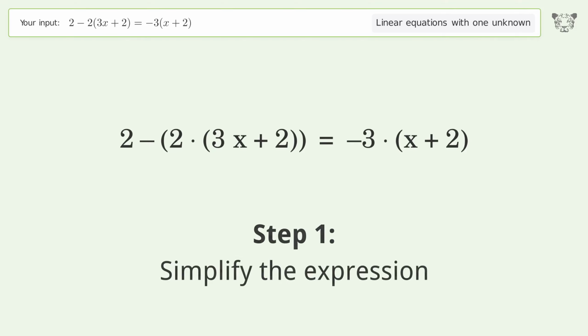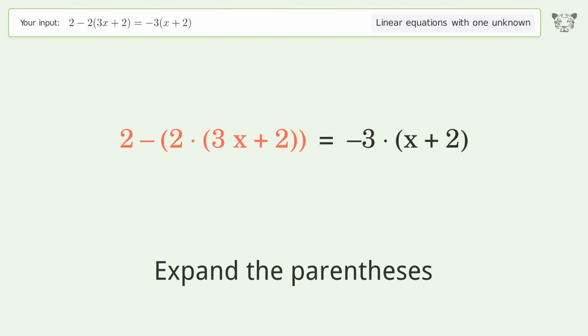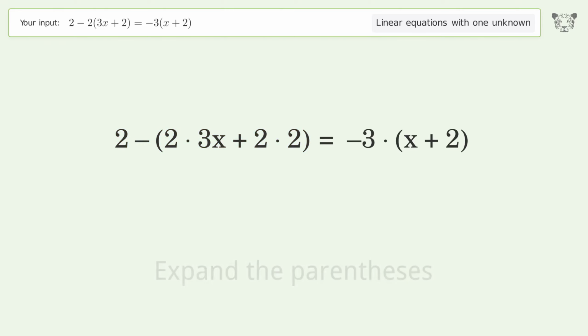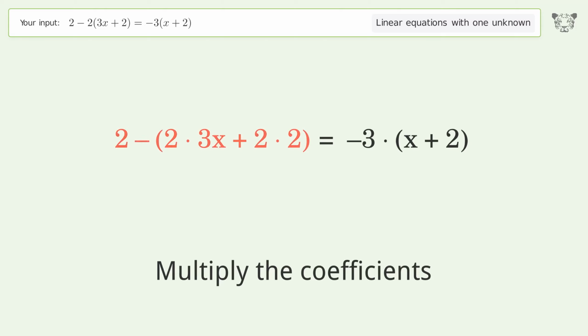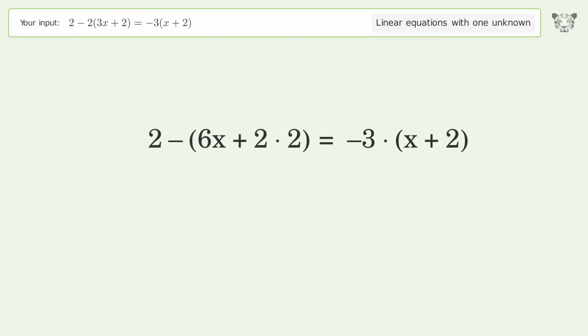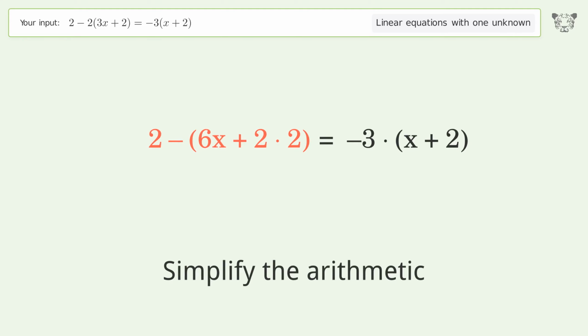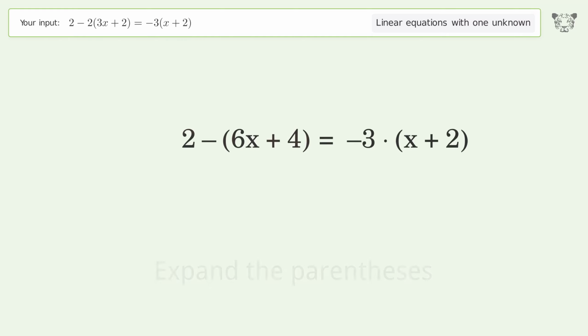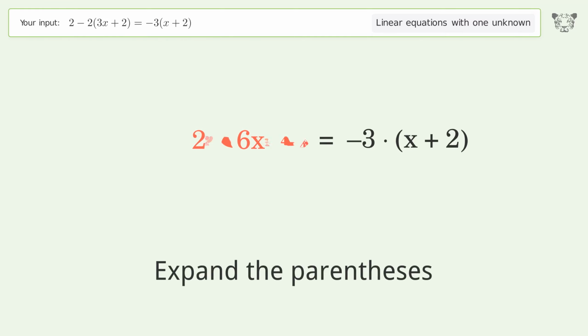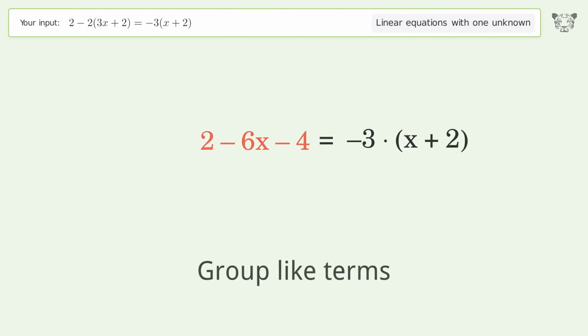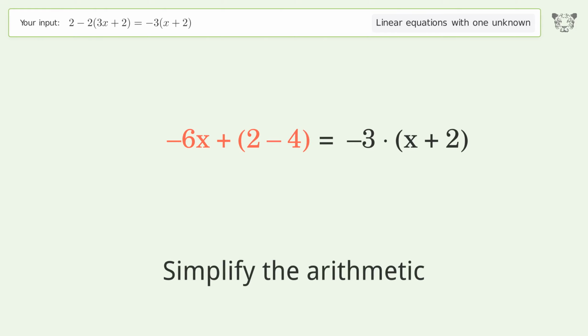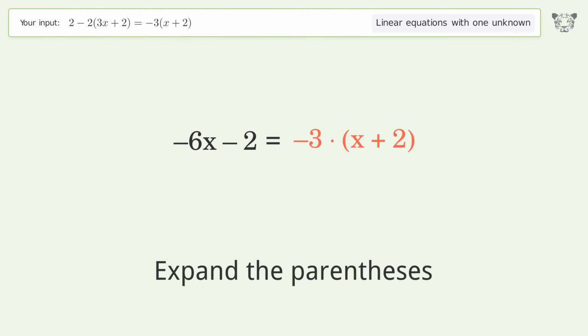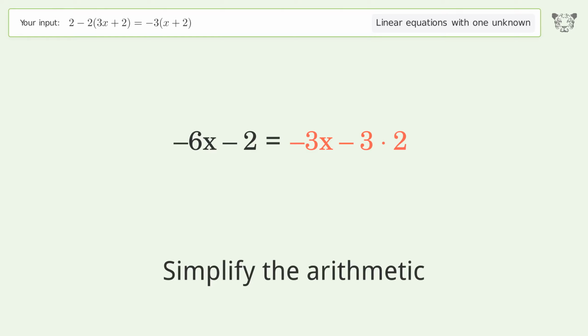Simplify the expression. Expand the parentheses. Multiply the coefficients. Simplify the arithmetic. Expand the parentheses. Group like terms. Simplify the arithmetic. Expand the parentheses. Simplify the arithmetic.